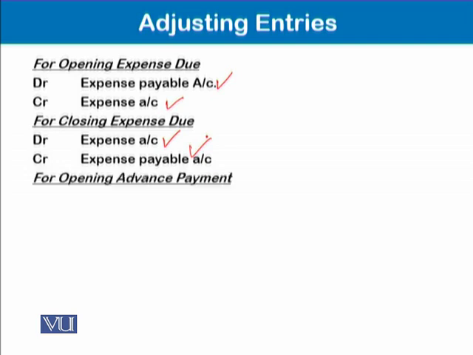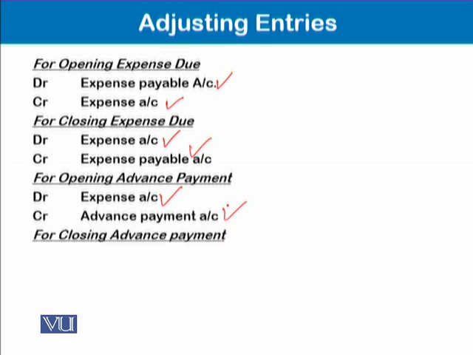When we say opening advance payment, it means it was paid in the previous year, but it is an expense for the current year. Therefore, expense will be debited and advance payment will be credited. It was an asset in the previous balance sheet, and now that asset will be transferred to the expense for the current year. So asset credit and expense debit.